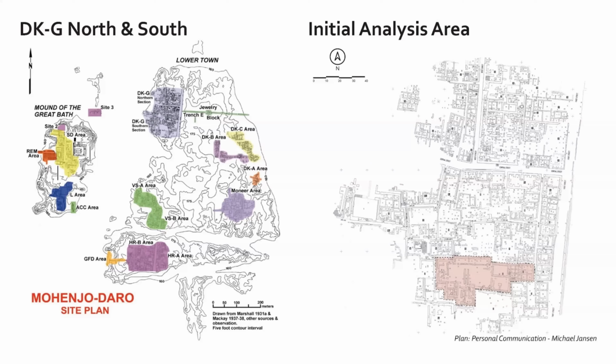Archaeologists at Mohenjo-daro consider the various areas of the lower town to have been vibrant urban neighborhoods. And so it's one of these vibrant urban neighborhoods that will be the focus of what we're presenting today.